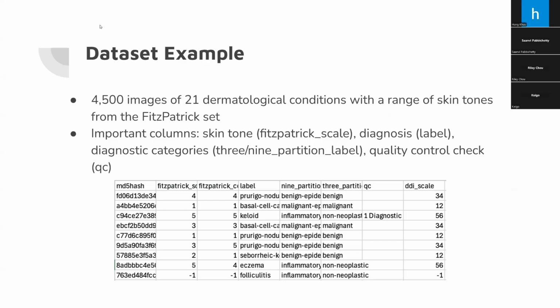So our data set was a subset of the full Fitzpatrick set that had around 17,000 images and over 100 types of conditions. But our set was only 4,500 images of 21 dermatological conditions with different skin tones. And some of the important data from that data set was the skin tone, the diagnosis, the diagnostic categories, and the quality control check.